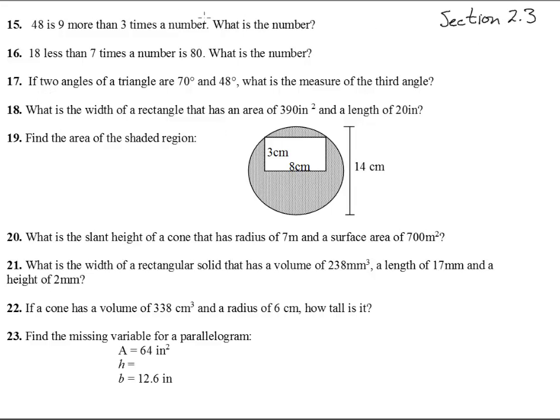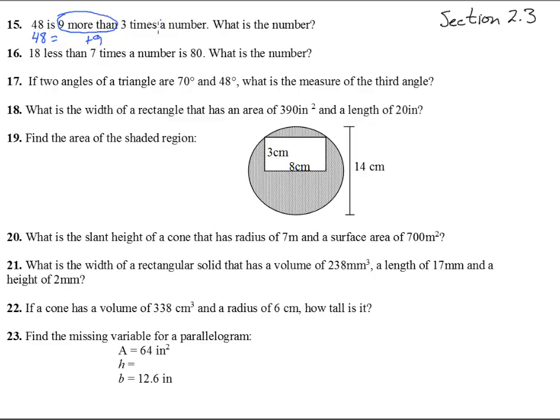Here we are in section 2.3 with numbers 15 through 23. Here we've got some word problems. We're going to translate these. First of all, we have 48. Is means equals. 9 more than, so that's 9 added on to.